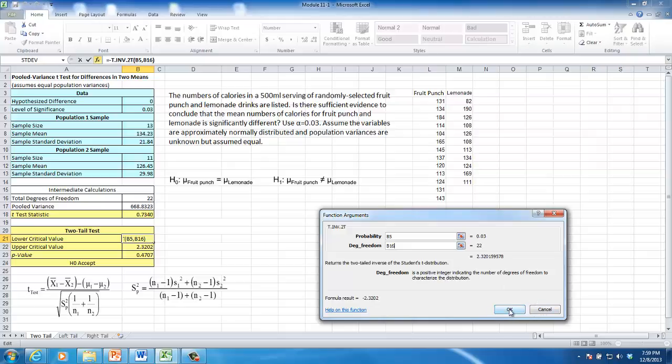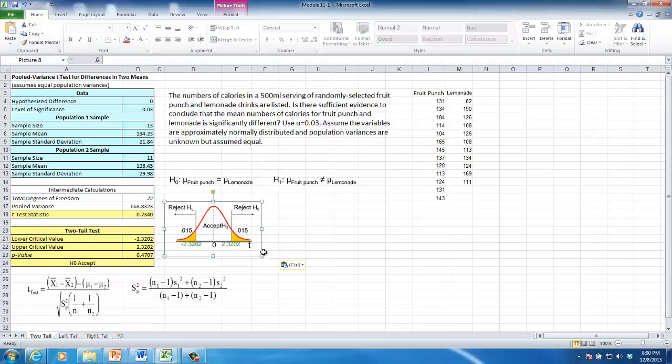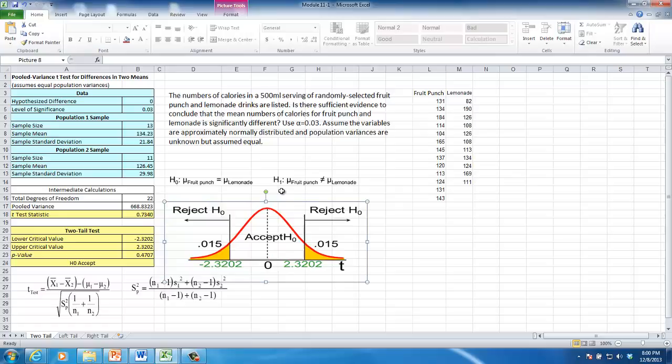Once I enter this data and hit OK, I find the lower critical value is minus 2.32 and the upper critical value plus 2.32 for 3% alpha. Let me just copy and paste the graphic here. So now I know the critical values.